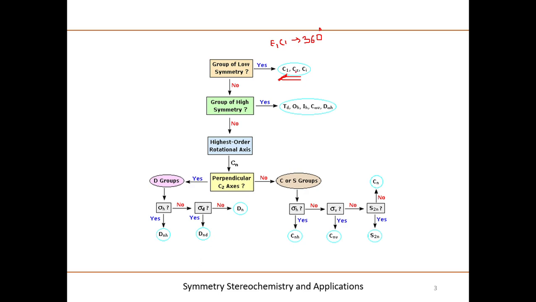Now the second one is Cs. Cs means only the plane of symmetry is present. Plane of symmetry means only a sigma plane will be there in the molecule. No symmetry axis or improper axis of rotation will be there, so it's called a Cs point group. Now what is the Ci point group? In the Ci point group we will observe only the center of inversion. So this is the Ci group.